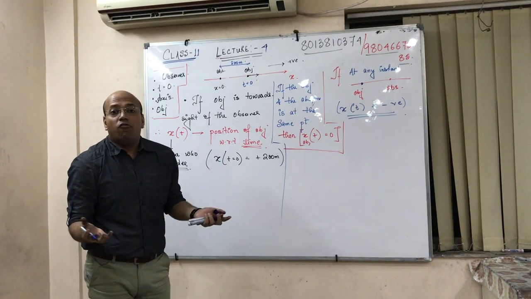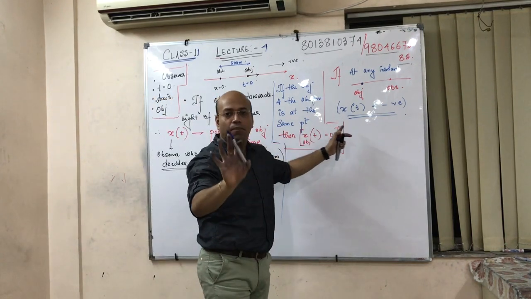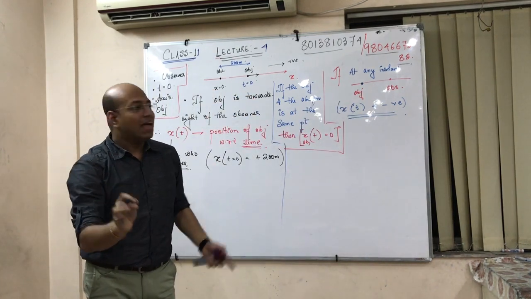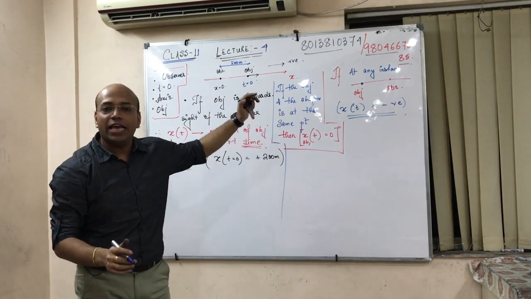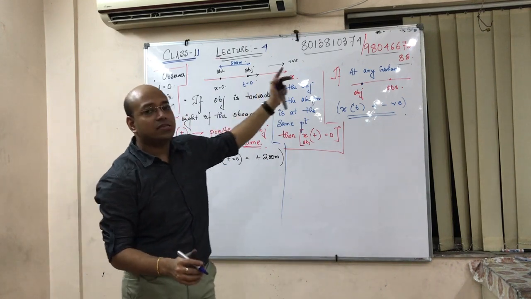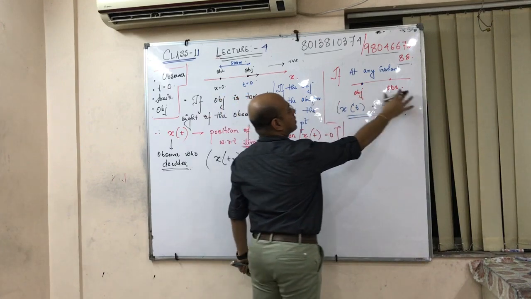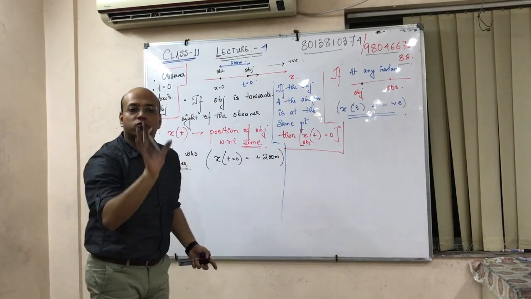And what is the velocity, sir? Sir, we are coming to the velocity. First, we are defining the position. Then we will define the displacement, then the distance. Then we will come to the velocity. So we have discussed the position.